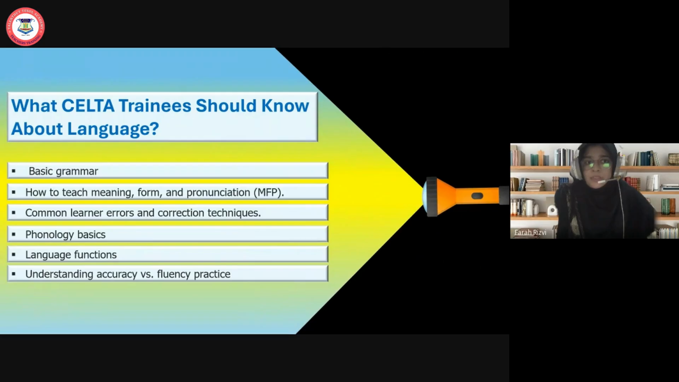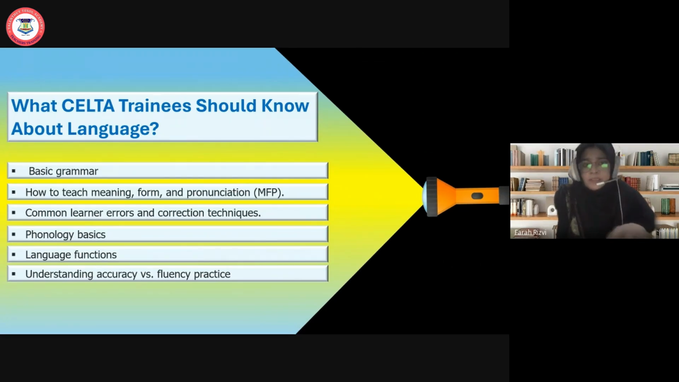What should a CELTA trainee know about language? As a CELTA trainee, you should be aware of the basic grammar, like parts of speech and their types in detail. You should be aware of tenses and the usage of different tenses. How to teach meaning, form, and pronunciation. Whatever lesson plan you are going to deliver, you are going to clarify the language through meaning, form, and pronunciation.